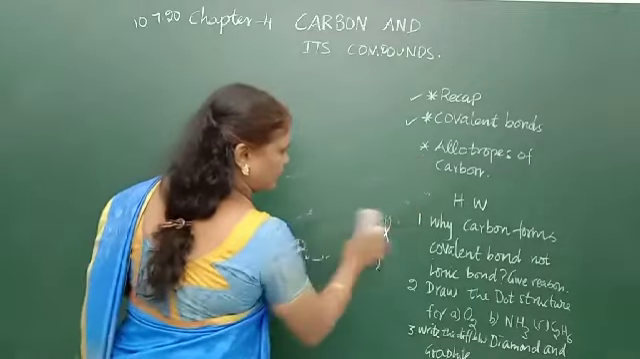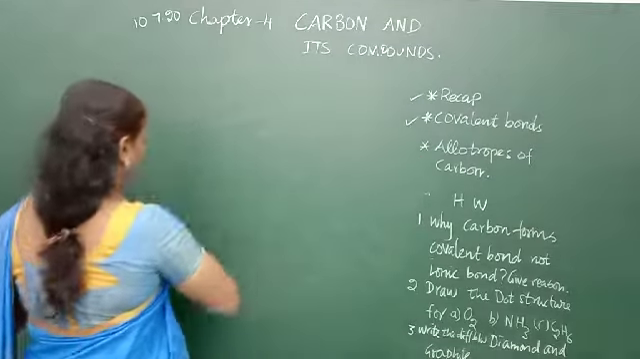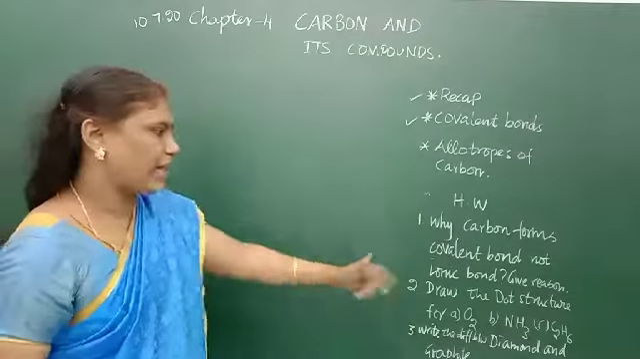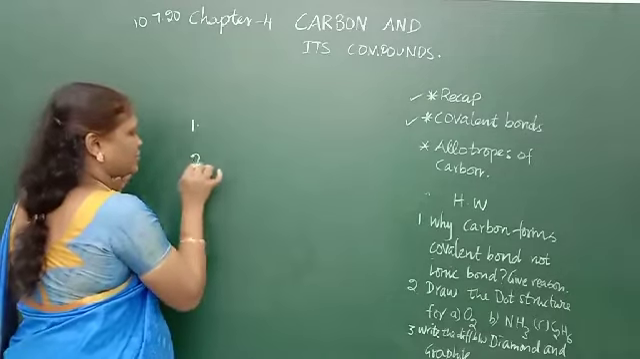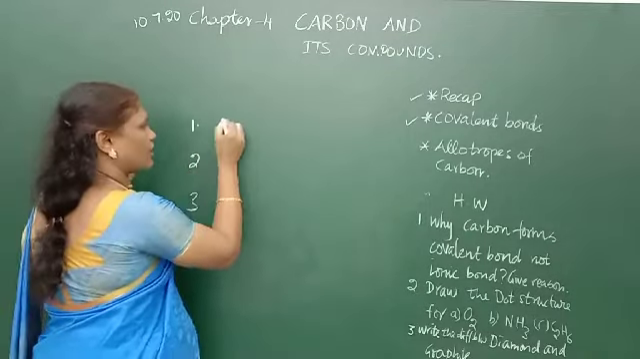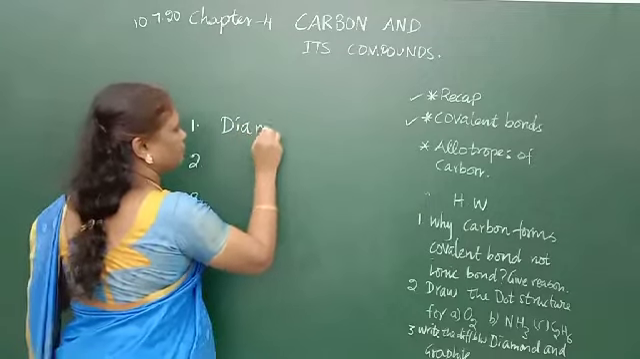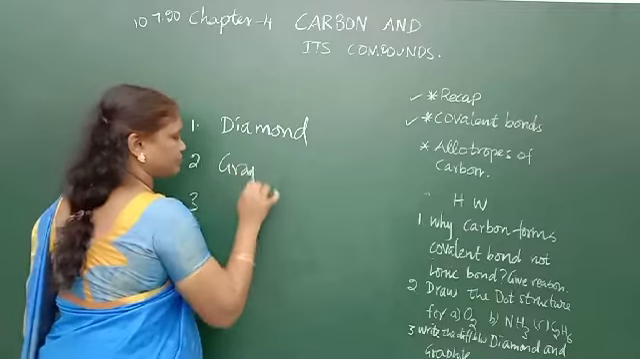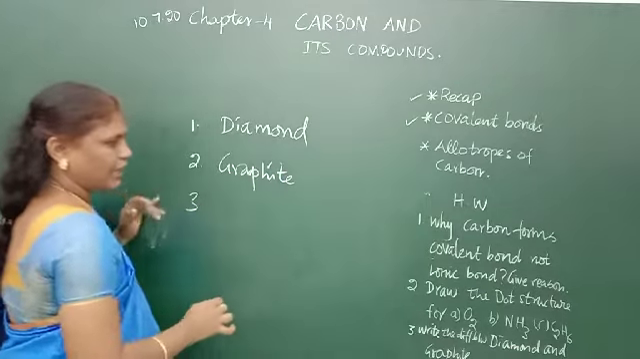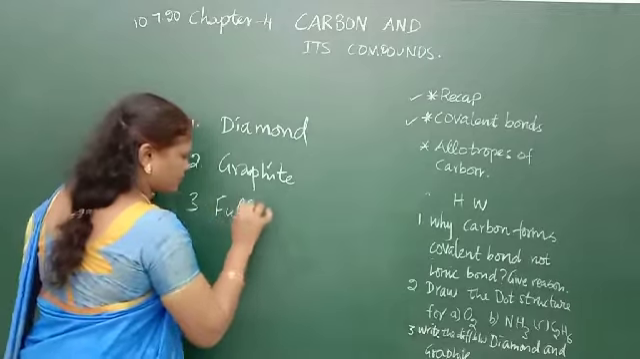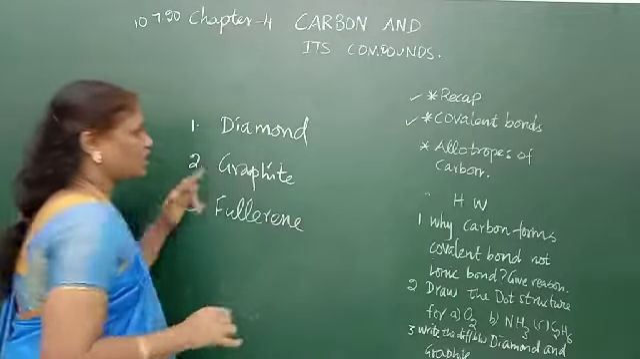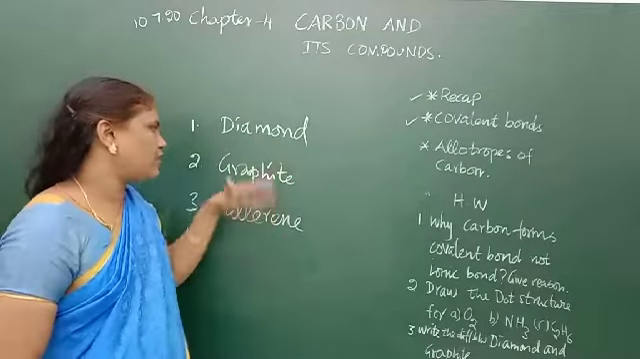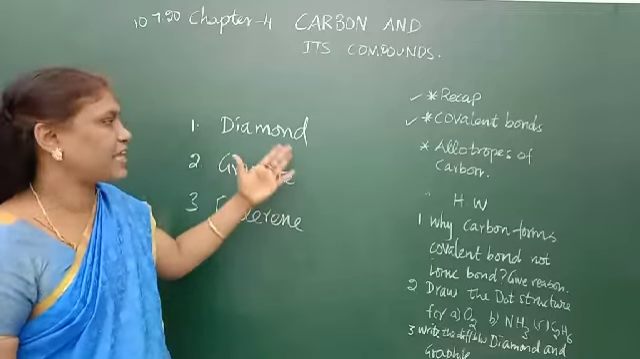Now in this lesson we are dealing with carbon. How does carbon have allotropes? We are going to see three allotropes. One is diamond, another one is graphite, and one more is fullerene. All have carbon, so they have the same chemical component but different physical properties.